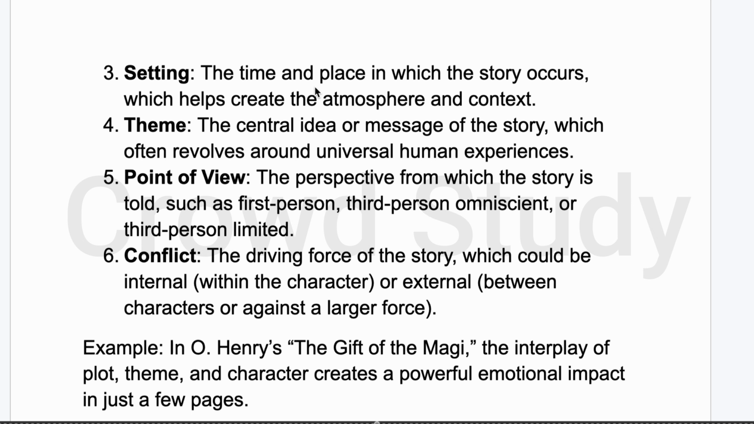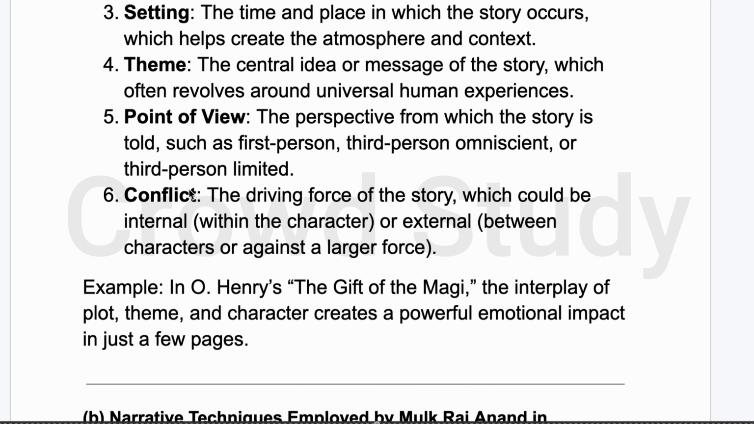novel. Number 3. Setting, the time and place in which the story occurs, which helps create the atmosphere and context. Number 4. Theme, the central idea or message of a story, which often revolves around universal human experiences. Number 5. Point of view, the perspective from which the story is told, such as first person, third person omniscient, or third person limited. Number 6.